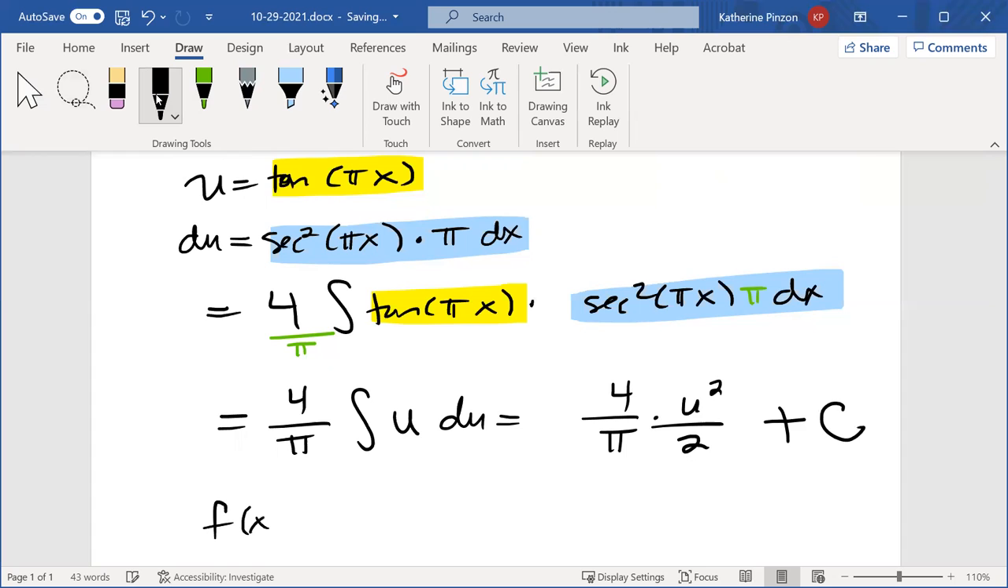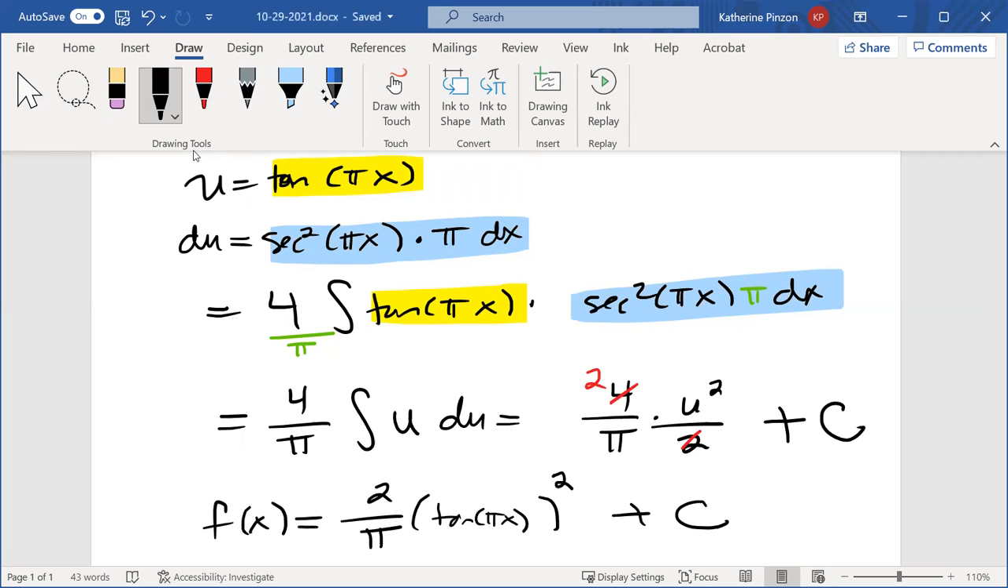Okay, so f of x is 4 over pi, well, 4 over 2 pi, or 2 over pi. Let me do some canceling. 4 divided by 2 leaves 2. So 2 over pi, u, what was u? Tangent of pi x squared plus c. F of x is 2 over pi, tangent of pi x squared, plus c. If you want to, you can write this as tangent squared, right? But then when we think about how to compute it, well, I don't know what to do with that.